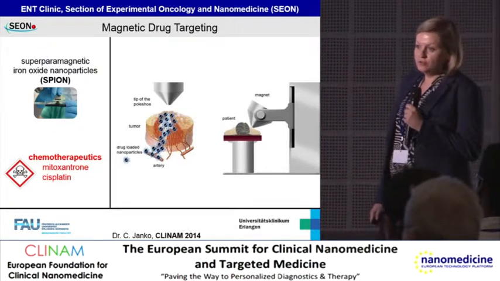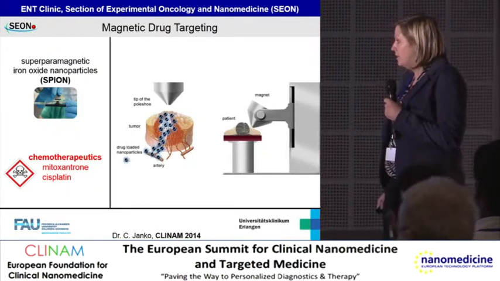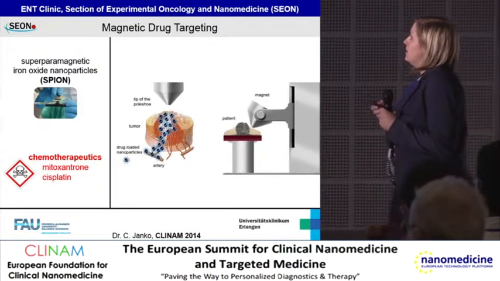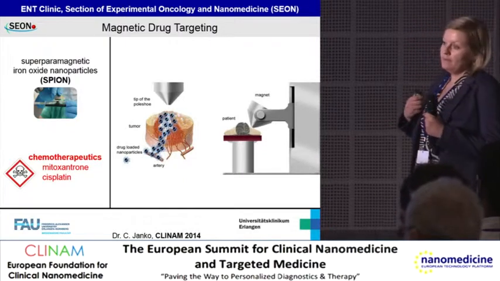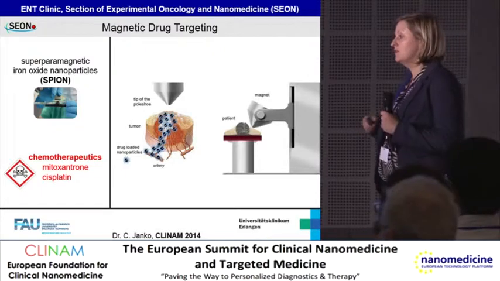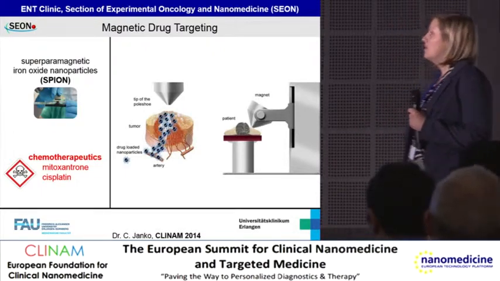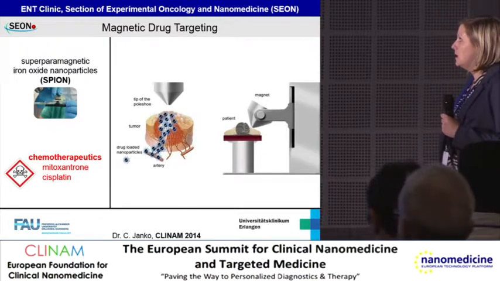Cancer therapy is routinely done by operation, irradiation or chemotherapy. Chemotherapy has a lot of severe side effects because of the unspecific leakage of the chemotherapeutic agent in the healthy tissue. We want to overcome this problem by magnetic drug targeting.